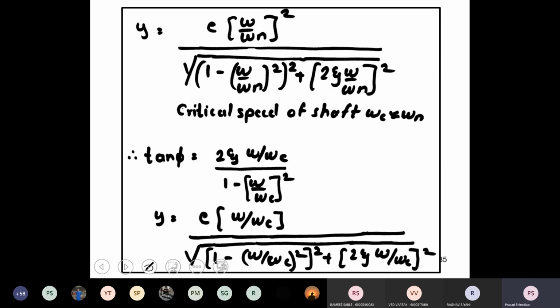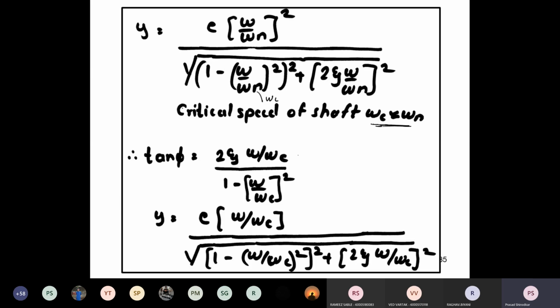Alright, so you have your equations, tan phi. Now the critical speed of the shaft, omega c, is approximately equal to the natural frequency, so you can replace omega n by omega c and write this equation in terms of omega c. It is 2 zeta into omega by omega c divided by 1 minus omega by omega c squared, that is the phase angle, and y is equal to e into omega by omega c squared divided by the denominator term, that is your steady state amplitude. Alright.